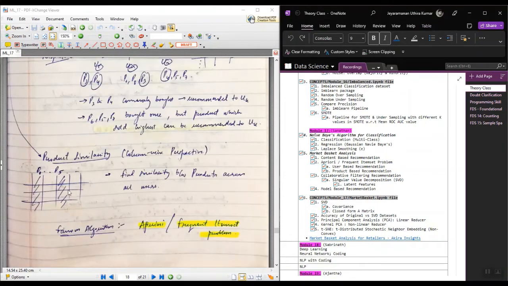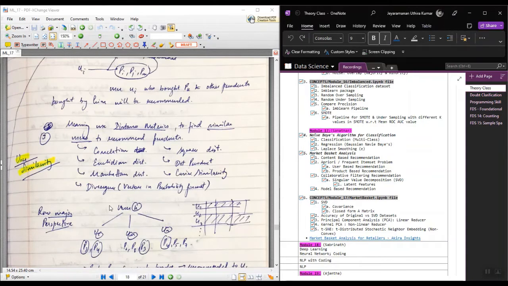From the product matrix, we can take the similarity. Let's say he's browsing product P1. We can find the similar products of P1, say PY, column-wise. We can find the relations or create a correlation data set so that we can recommend it. So it's a column-based perspective, and this is basically called the frequent itemset problem, or Apriori.